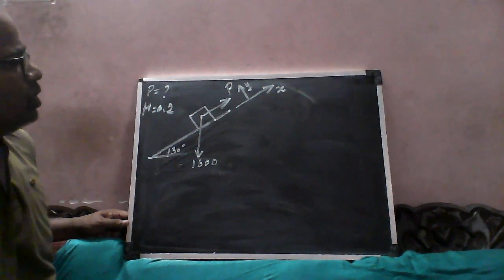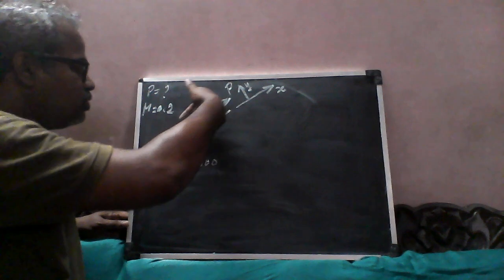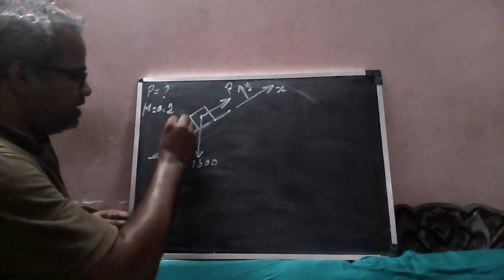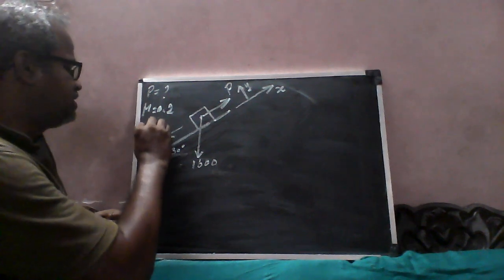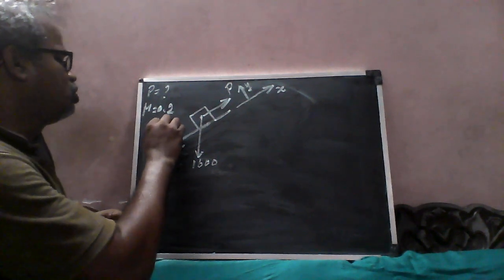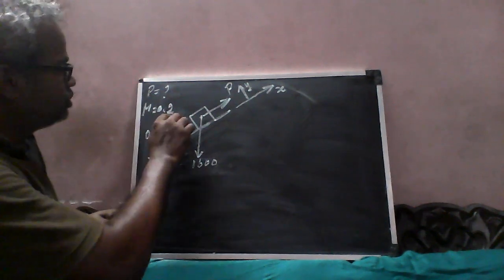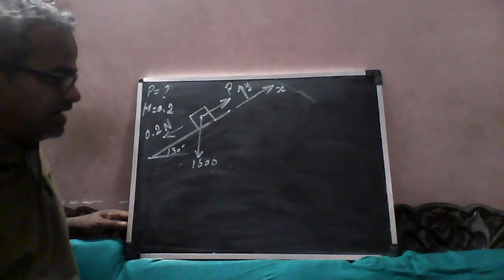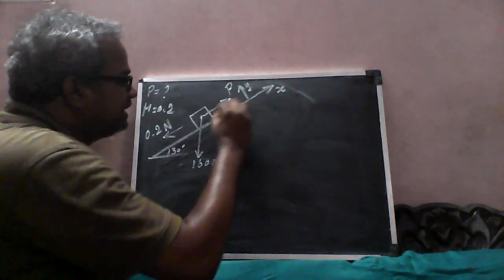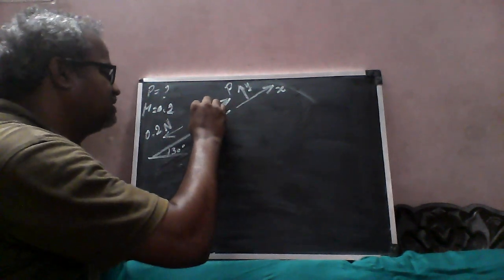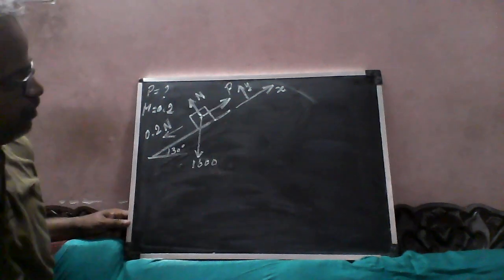So the block is pulled upwards, there will be a downward frictional force, in the negative direction. What is that? That is 0.2 into N, that is mu into N. Mu is 0.2, N is the normal reaction. So normal reaction, how it will be? It will be normal to the contact surface. Contact surface is this. The normal reaction is this, N.